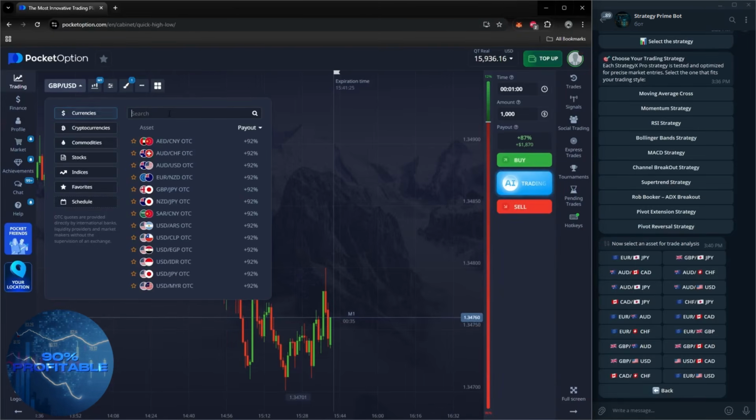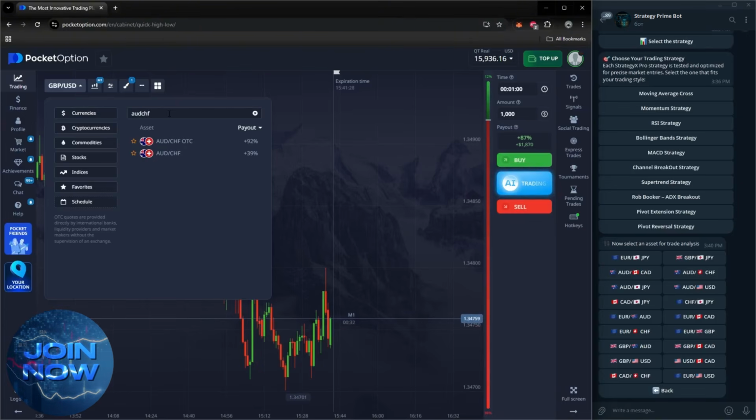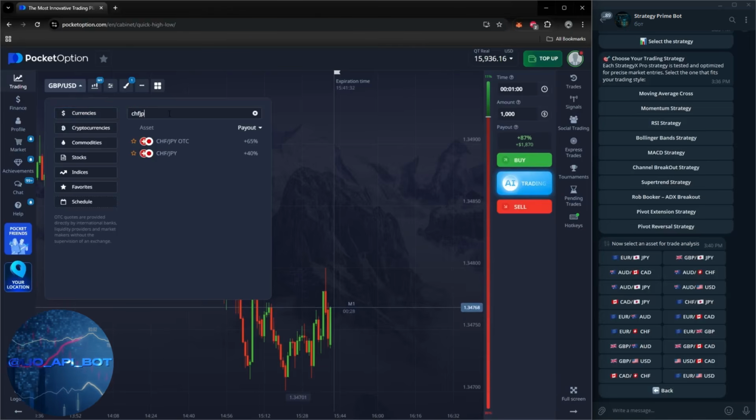If we won't find anything, I'm gonna go back to the Great Britain pound United States dollar. Very simple. You just go through these, you try to find something that looks good for you, and you then just place a trade.